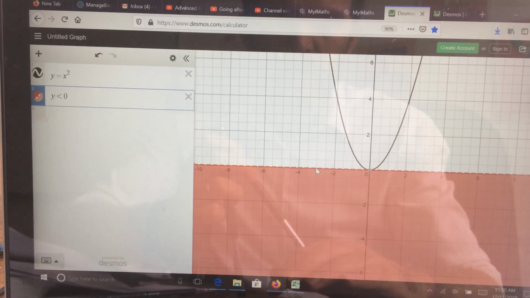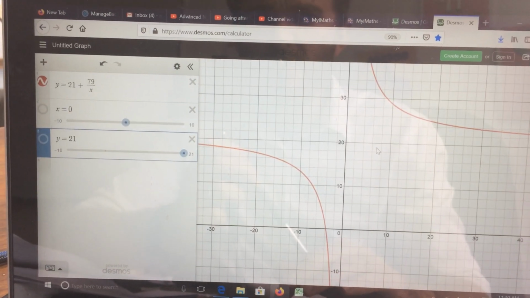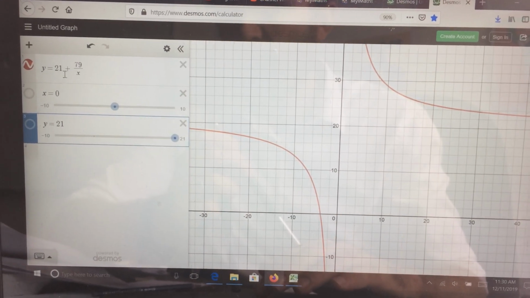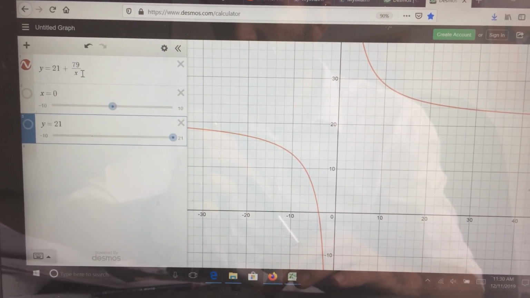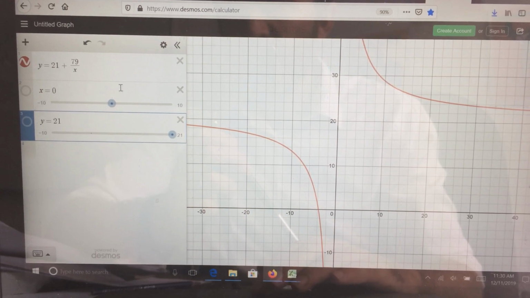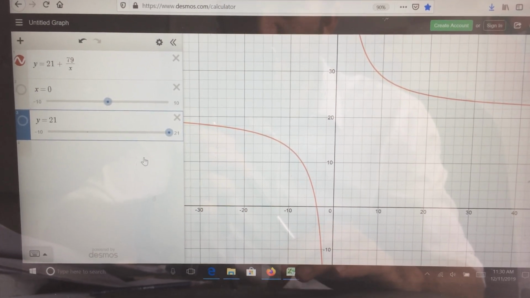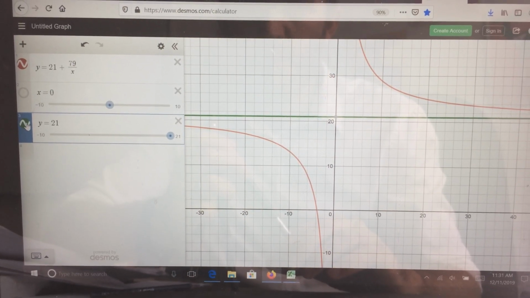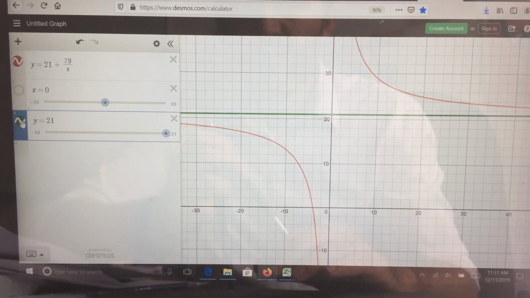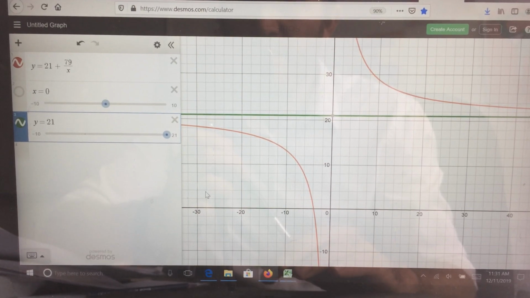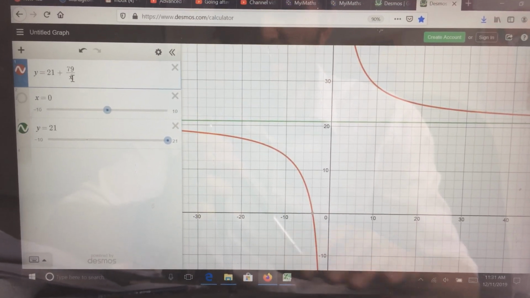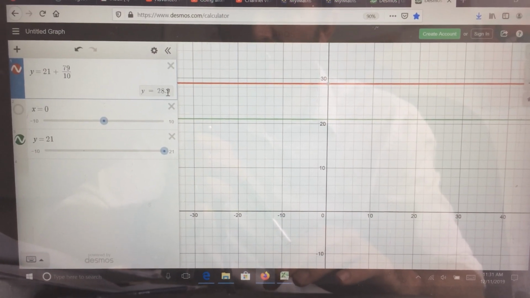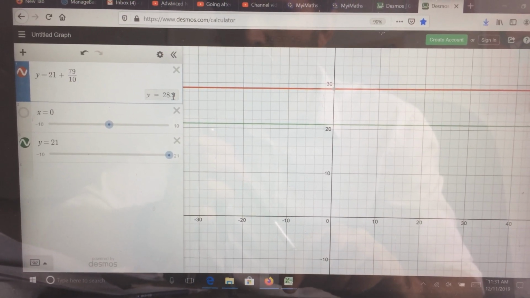Okay, one last thing I wanted to look at was using the graph to maybe solve some problems. So if we took a complicated one, so y equal to 21 plus 79 over x, so it's a transformed reciprocal graph. We can see that our equation of our asymptote is y equal to 21, and we might be asked to find out what would happen when x is 10, and we could just plug that in there using it like a calculator, and we have that 28.9 as the answer for y.